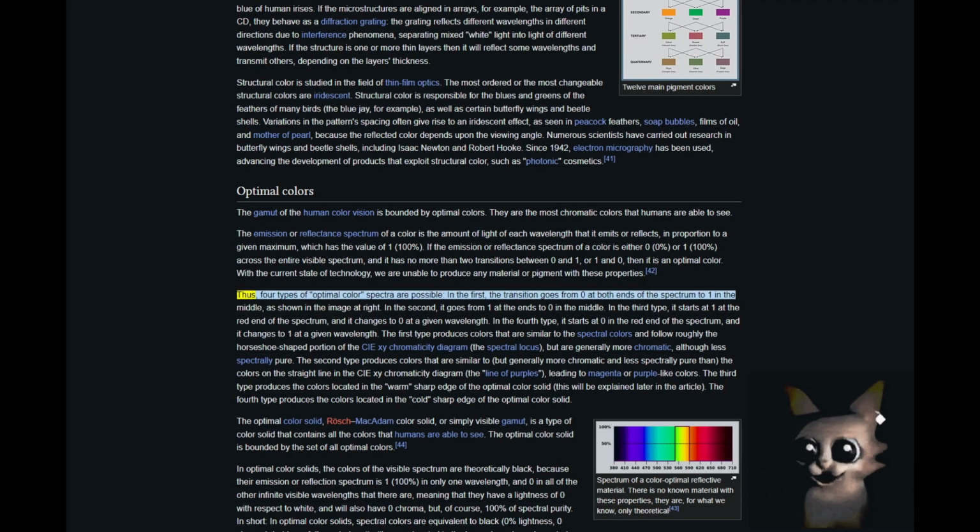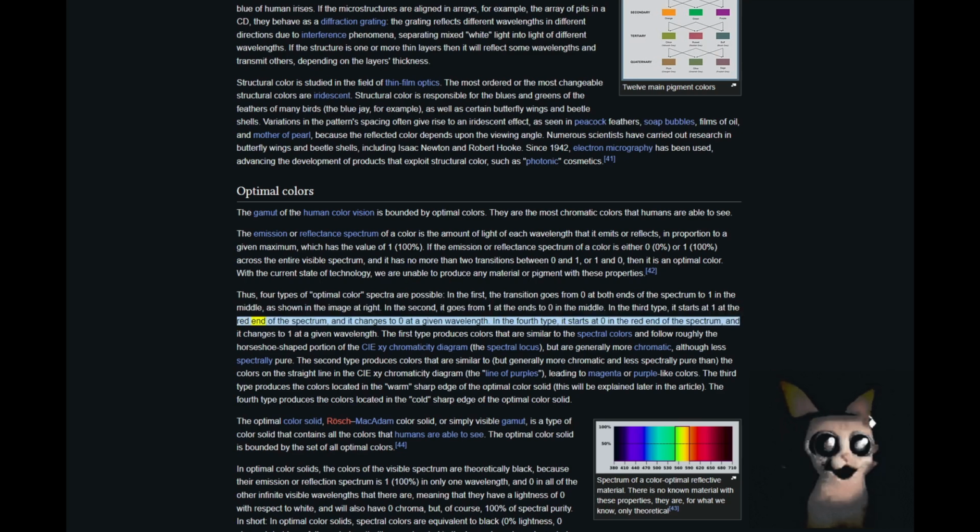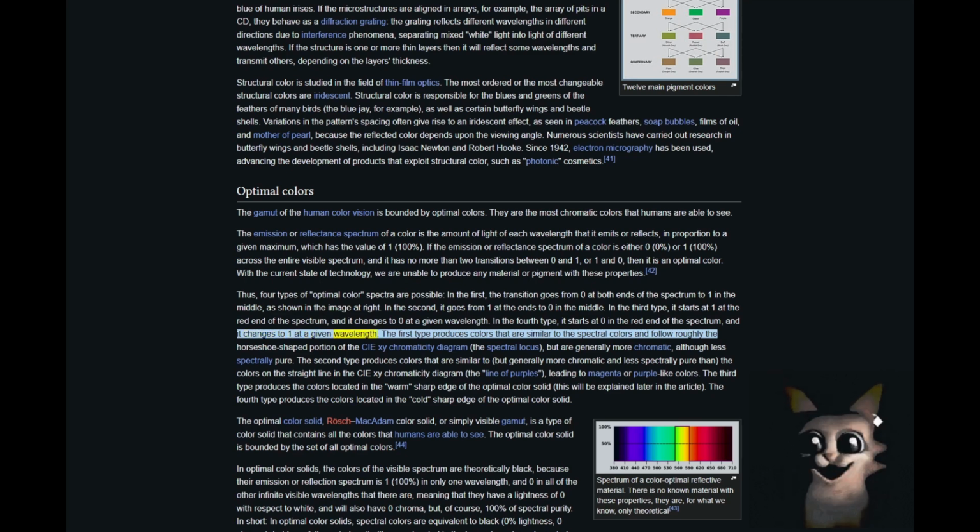Thus, 4 types of optimal color spectra are possible. In the first, the transition goes from 0 at both ends of the spectrum to 1 in the middle, as shown in the image at right. In the second, it goes from 1 at the ends to 0 in the middle. In the third type, it starts at 1 at the red end of the spectrum, and it changes to 0 at a given wavelength. In the fourth type, it starts at 0 in the red end of the spectrum, and it changes to 1 at a given wavelength.